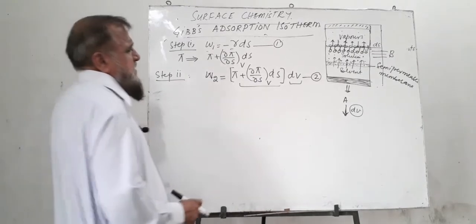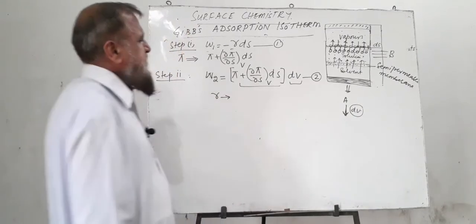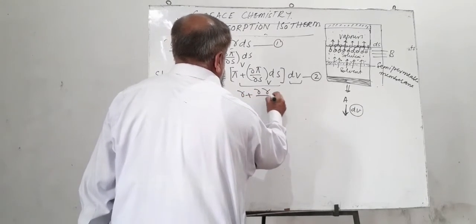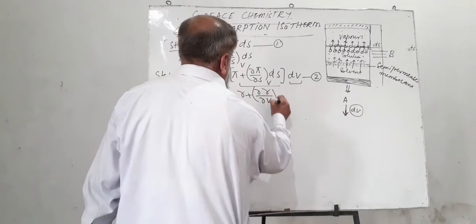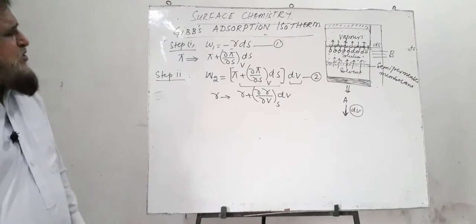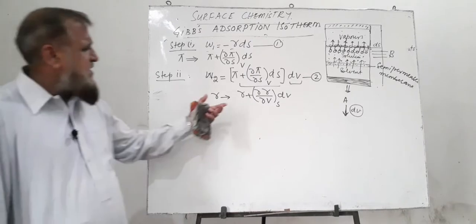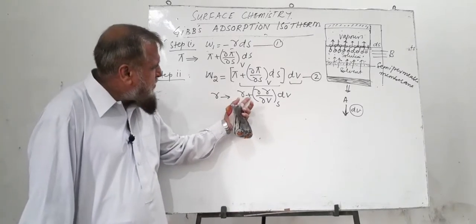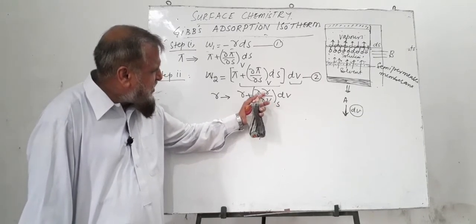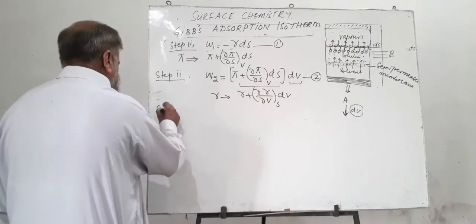In this process, the surface tension, which was γ, now changes to γ + (∂γ/∂V_S) dV. Due to change in volume, the surface tension of the solution also changes and it assumes a new value, which is γ + (∂γ/∂V_S) dV. Here ∂γ/∂V_S means the change in surface tension with change in volume at constant surface area.